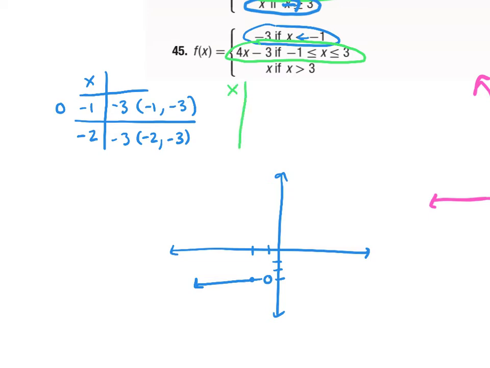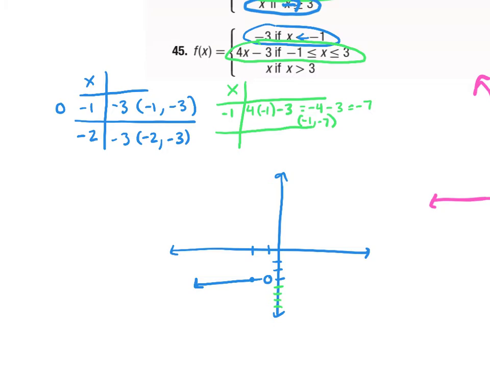What are we going to plug in here? -1. So we have 4 times -1 minus 3. What is 4 times -1? -4 minus 3. What's -4 minus 3? Perfect, -7. So what's our point here? -1, -7. So we go to the left one, down 7.